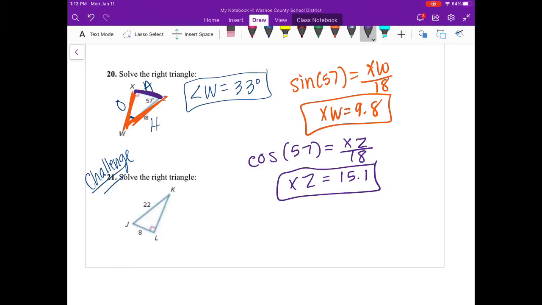So now that I found all my missing sides and all my missing angles, that's how I would solve a right triangle, by finding all the missing parts, okay? So I'm going to try 21 as a challenge, and this is the end of our notes for this section.